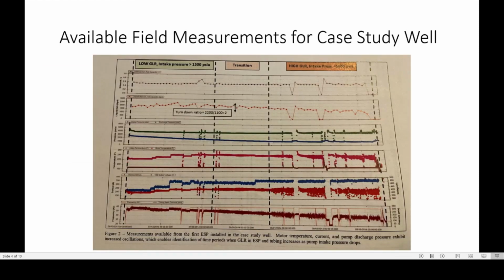Here's some of the data that's shown here. For the first ESP, you have motor temperature, current, and pump discharge pressure that shows increased oscillations. If you notice over here, especially with high GLRs, that's when you have high tubing pressure increases as the pump intake pressure drops. So you have your pump intake pressure dropping and you get these oscillations.